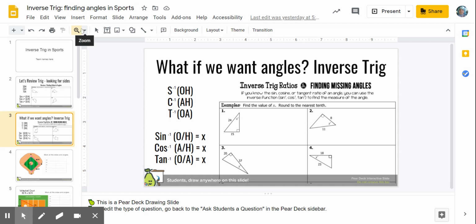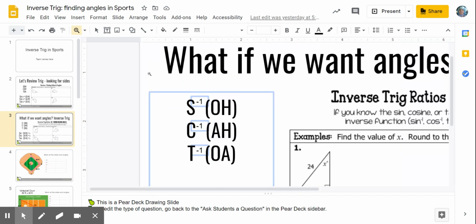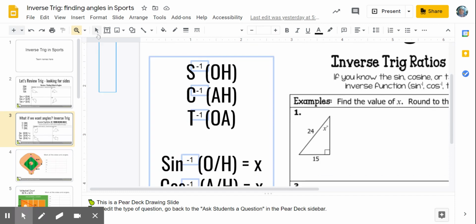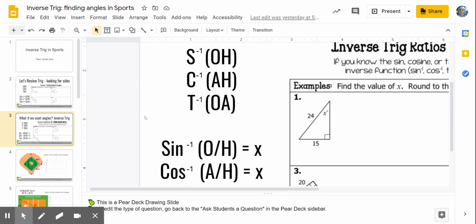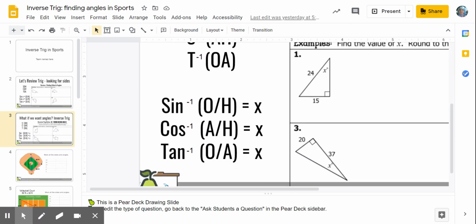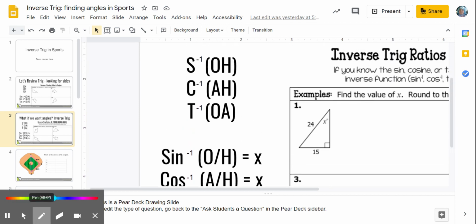So while everybody wraps that up, I do want to go on to the next one. So the next slide, slide 3, is like what we did last week. This is finding the angles. So here, let me zoom in a little bit. We've got the same equation. We've just got the angle in a different spot, right? So here we're looking for degrees. We're looking for an angle.